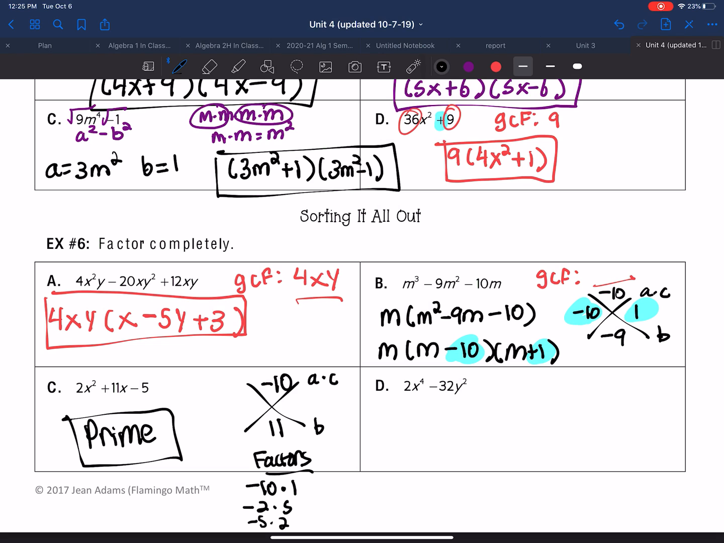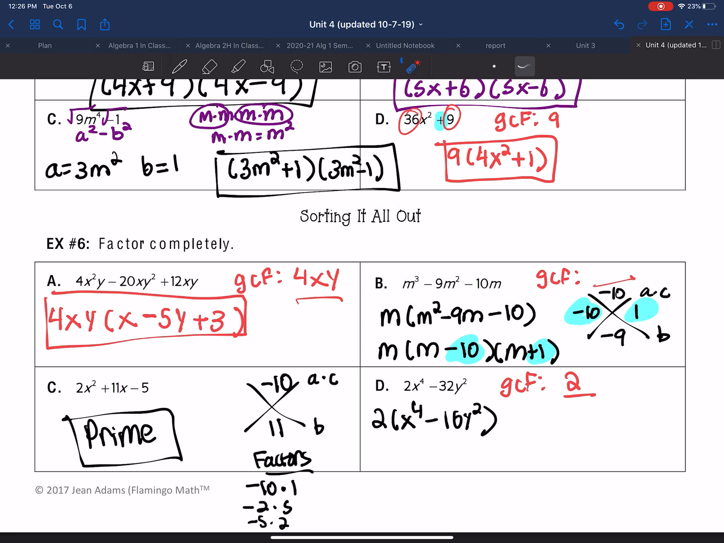Last but not least, we have 2x to the fourth minus 32y squared. First things first, let's go ahead and pull out a GCF. I always want to look for those GCFs first. So my GCF here, I obviously can pull out a 2 from both of those terms. So if I pull out a 2, I'm going to be left with x to the fourth minus 32 divided by 2 is 16y squared. And then, do I notice something about this? This is a perfect square. This is a perfect square, and I'm taking the difference of them.